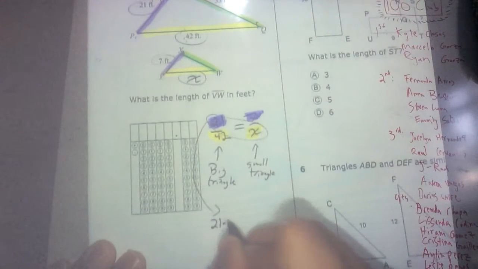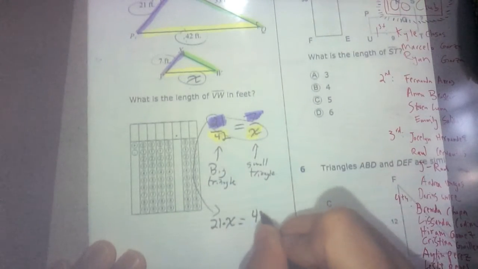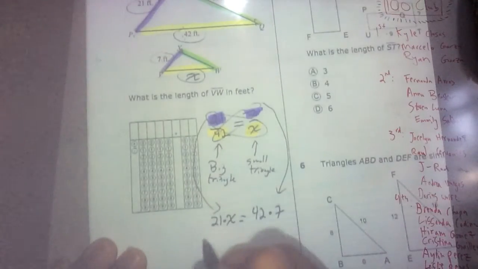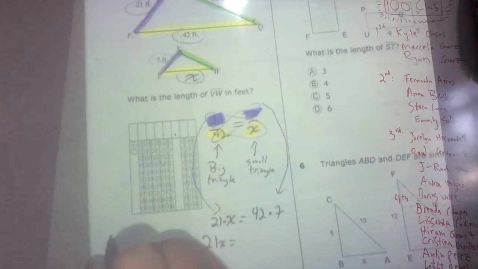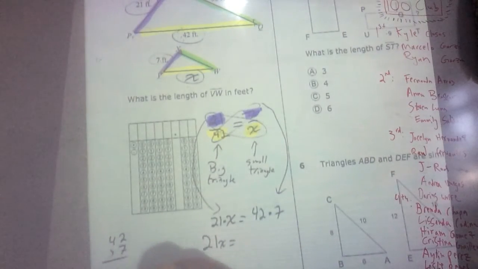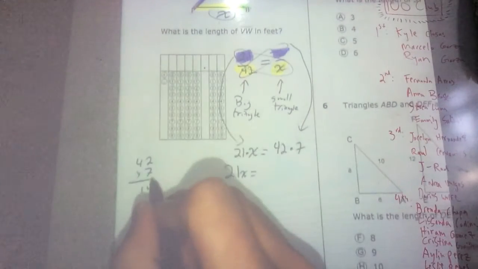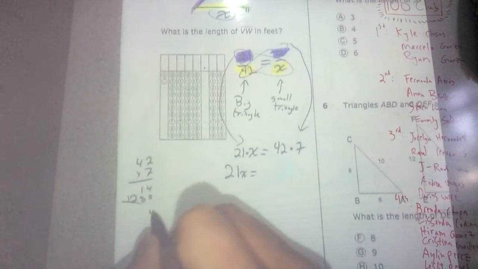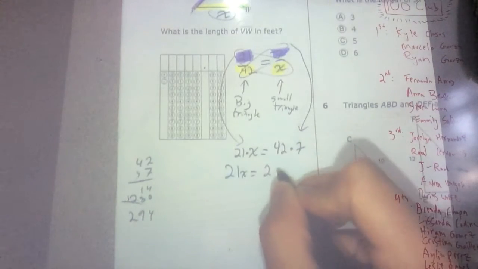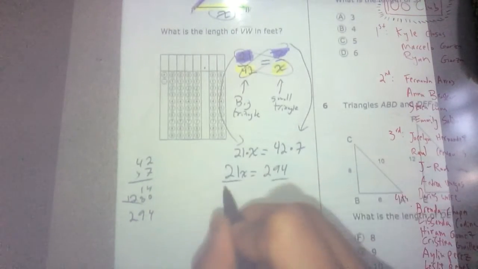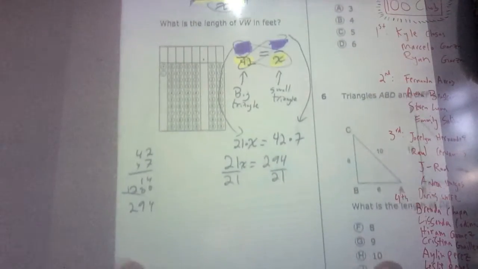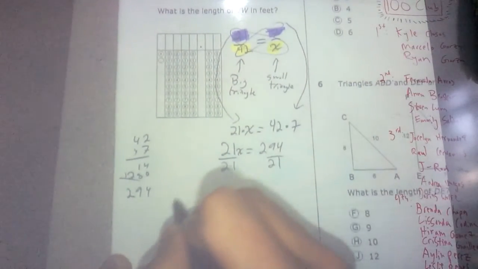So it's 21 times x is equal to 42 times 7. So we have 21x is equal to, and I'll multiply 42 times 7 over here. 7 times 2 is 14, and 7 times 4 is 28. So we have 294. Now I'll divide both sides by 21. And I'll do that division right here.